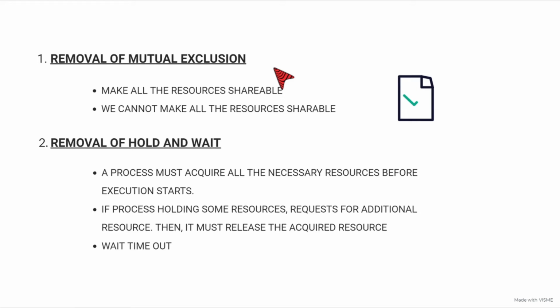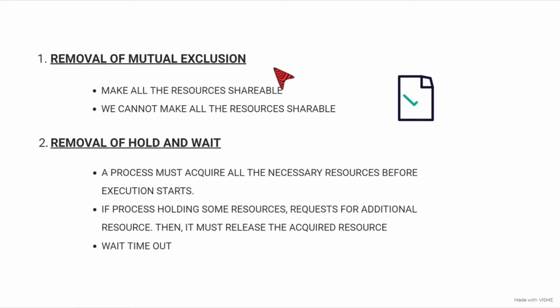So let us go to the next one, removal of hold and wait. A process must acquire all the necessary resources before execution starts. Like take a process P1, before the execution starts, it must gather all the requirements, all the resources. Like if you are going to write some assignment work, regarding some topic, I need to collect all the necessary resources before I start writing it, right? But in this case, it is not implementable.